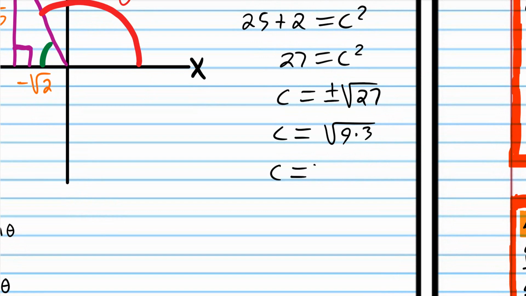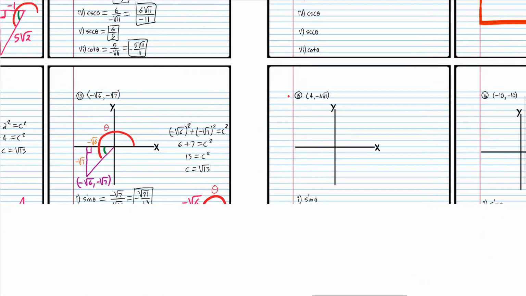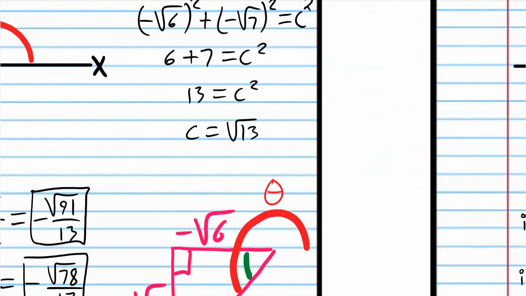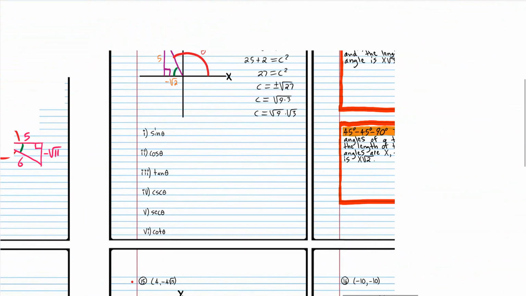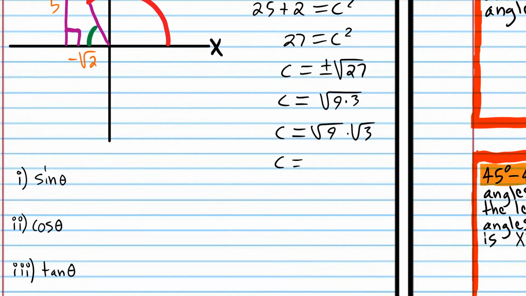So c is equal to the square root of 9 times the square root of 3. I don't think I did that in the previous problem, but I really should. So c is equal to plus or minus square root 13, but of course it's the hypotenuse, so it's positive square root 13. Okay, so square root of 9 is 3, so we have 3 square root 3.